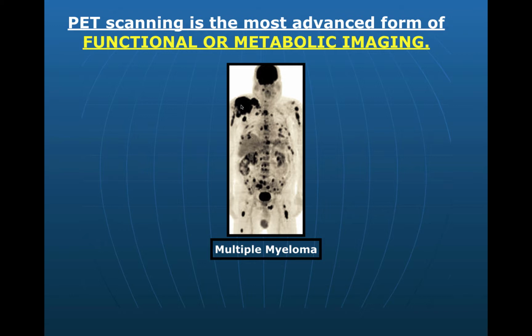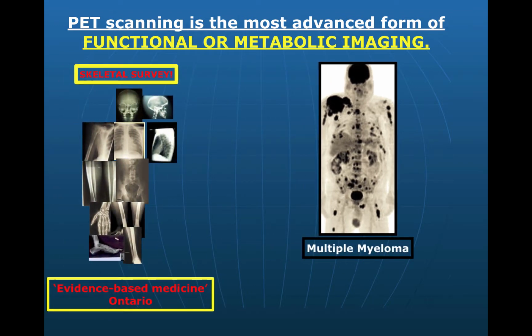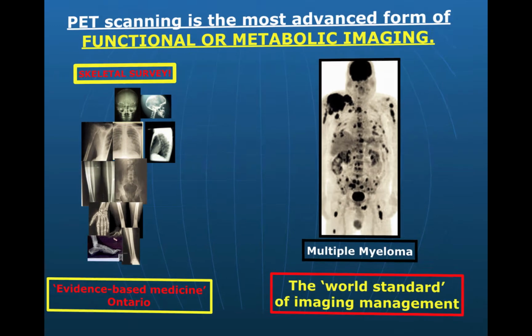However, believe it or not, still to this day in Ontario, the standard of investigation is a skeletal survey, as we talked about in my first video. I mean, the Smithsonian Institute is still looking for primitive medical cultures that would still be using this kind of investigation to investigate patients with this disease. But this is evidence-based medicine in Ontario, and this is how the rest of the world offering PET would consider the standard of investigation for these patients.